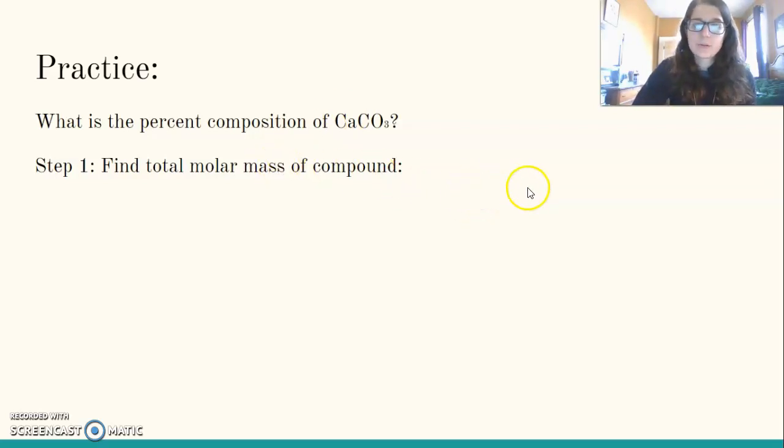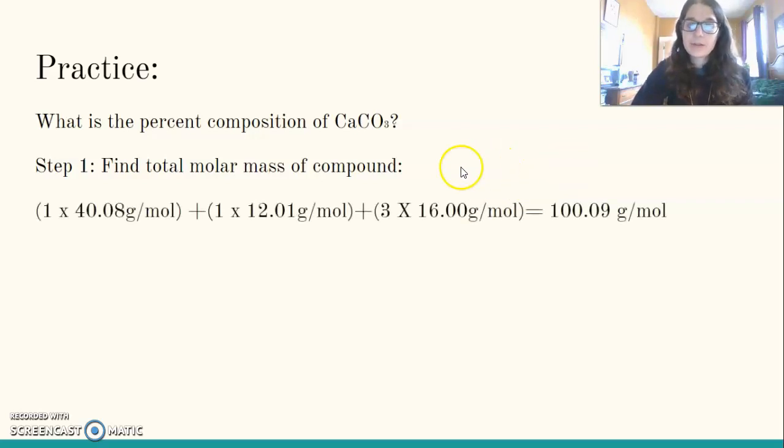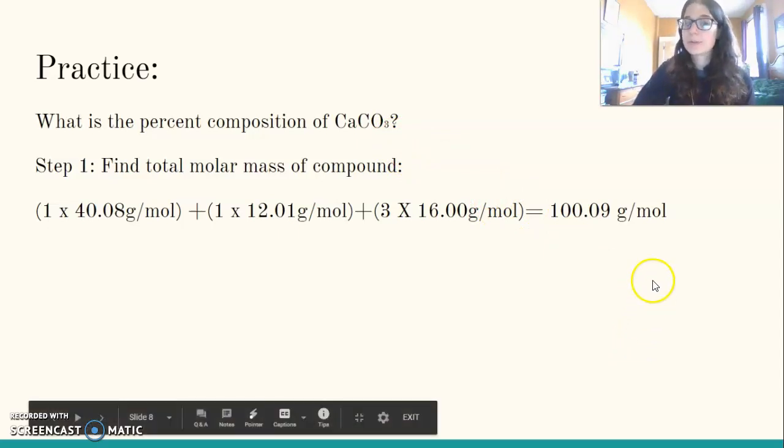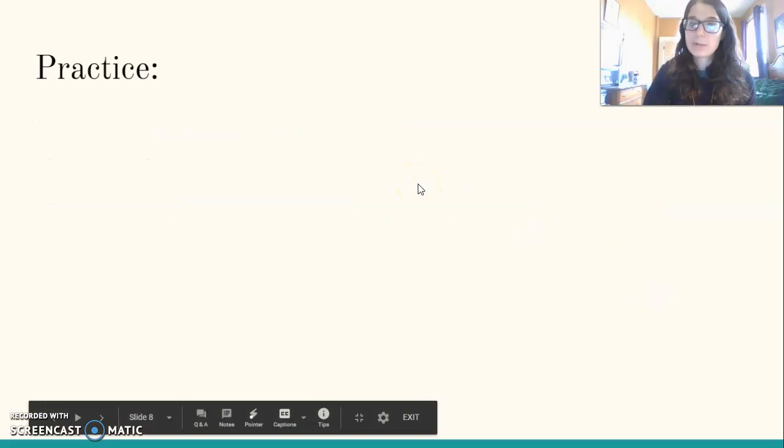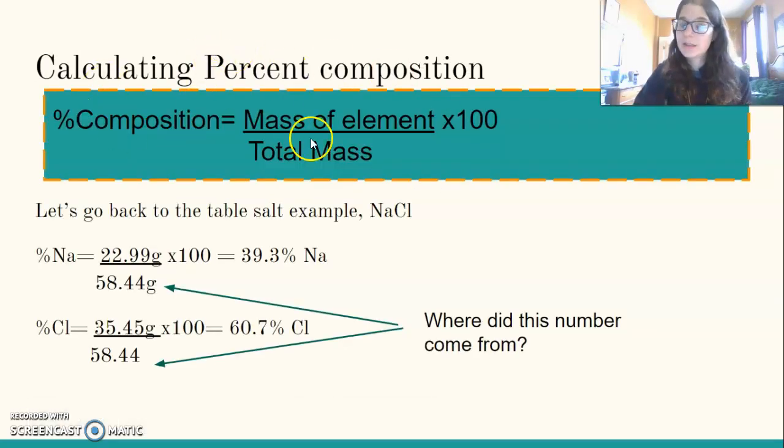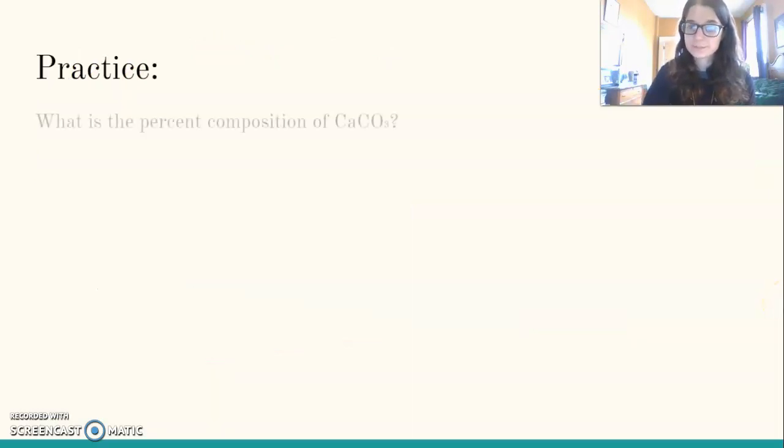So first we want to find the total molar mass of the compound. To do that, I'm taking 1 times the molar mass of calcium, because we only have 1 calcium, plus 1 times the molar mass of carbon, because there's only 1 carbon, plus 3 times the molar mass of oxygen, because we have a little subscript 3 here for oxygen. And that comes out to be about 100.09 grams per mole. So that is the molar mass of the entire compound. So when we plug into this equation here, that molar mass is going to be in the denominator, the total mass.